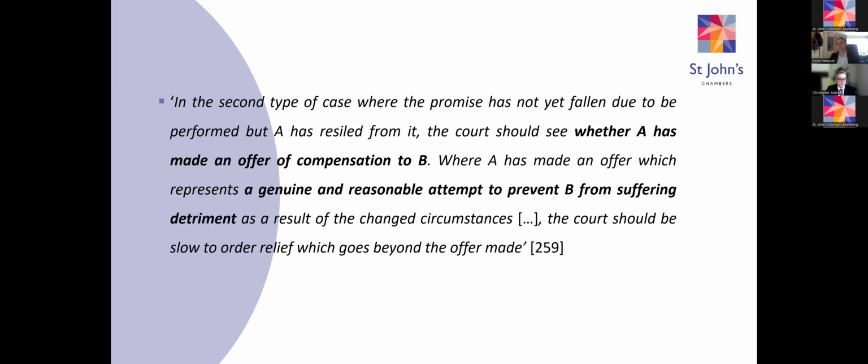As to cases where the promise has not yet fallen to be performed, firstly, the starting point for relief is suggested to be an offer made by the promisor, which represents a genuine and reasonable attempt to prevent the promisee from suffering detriment due to the promisor seeking to go back on the promise. So, as previously indicated, it seems that Lord Leggatt was open to the idea of the promisor, the very person seeking to go back on the promise, also being in a position to indicate the parameters of the appropriate relief for the promisee as a result of their seeking to go back on the promise by making an offer. While it is recognised that Lord Leggatt required such an offer to be genuine and reasonable, it still seems like an odd starting point.